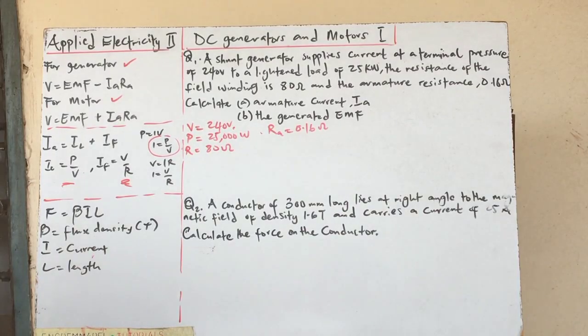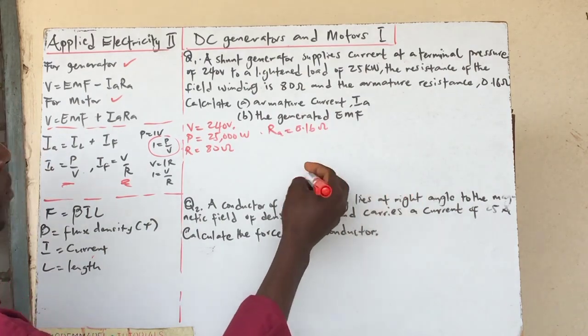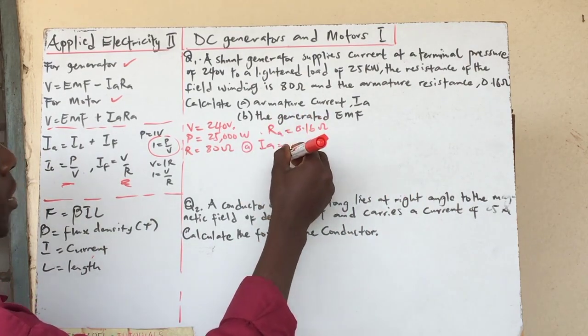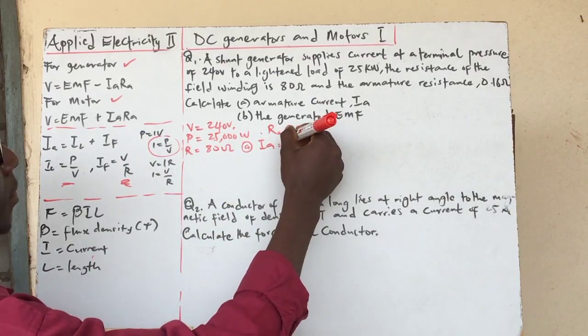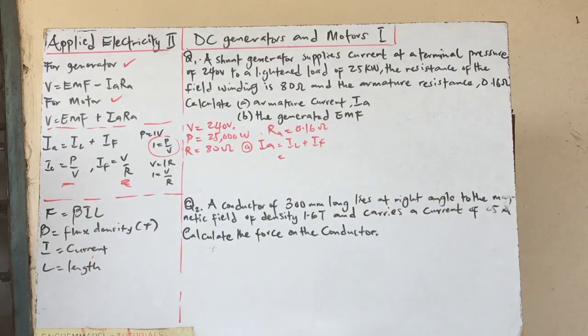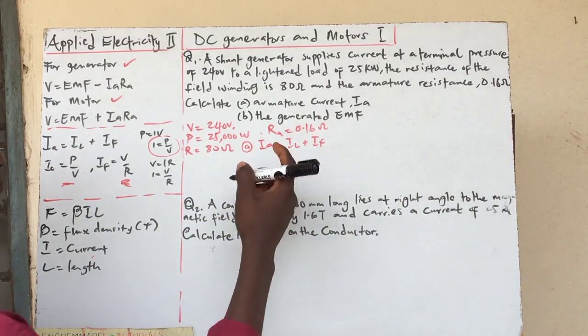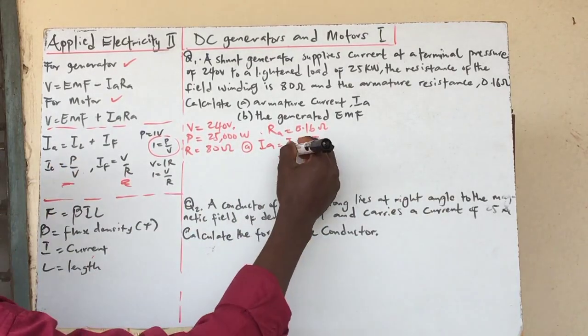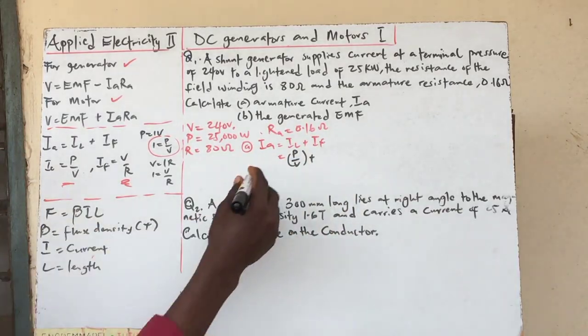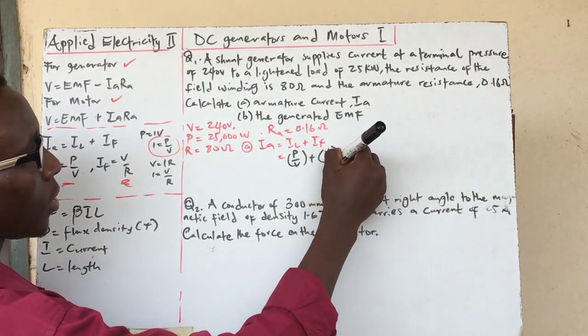The core thing that you must take note of is that you have to write your given out. When you write your given out, you actually know which direction you are going to. So now the armature current, you already know that IA is what? IL plus IF. And what is IA? Our IL is what? P over V, according to here. Then our IF is what? V over R.